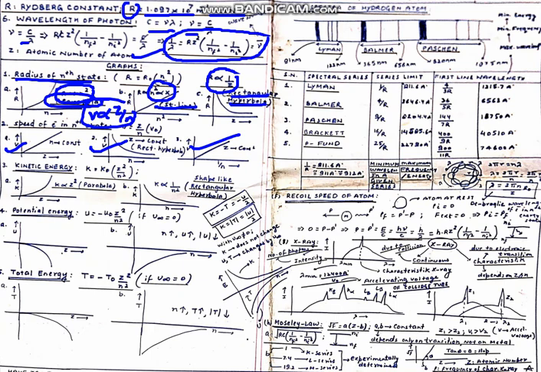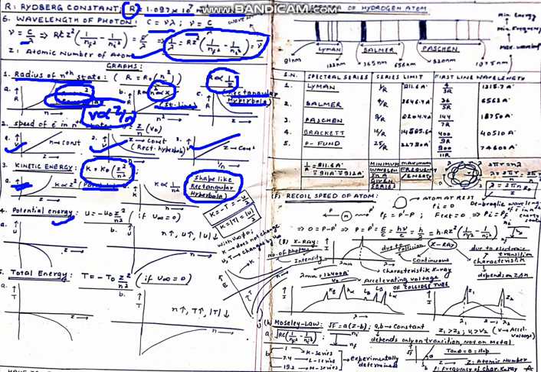Then next is the graph of kinetic energy. We derived the expression that K = K₀Z²/n². From here we can say that K is proportional to Z², so the graph will be a parabola. Then K is proportional to 1/n², so it will have a shape like a rectangular hyperbola.